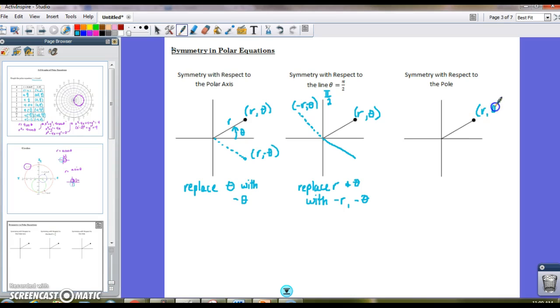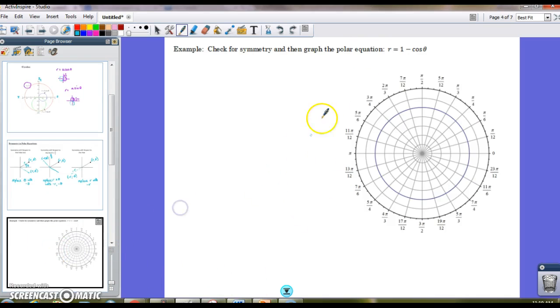Again, here's r and theta. If I replace r with negative r and I get back what I started with, right, that would be negative r. So this point down here would be negative r, negative theta. Then I have symmetry with respect to the pole. So you can replace theta, you can replace r, or you can replace r and theta. And depending on which one you do will tell you what kind of symmetry you have. That might seem like a lot, but let's go through an example so you can kind of get the idea of what I'm talking about.